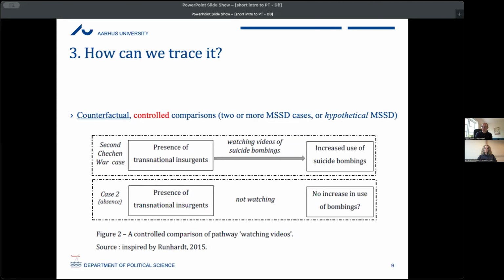We would then want to look at the difference with another case where we have these transnational insurgents, but the teaching process doesn't take place. If we can ascertain that in the one case we see this process and get the increased use, and in the other case no process is triggered and we don't have the outcome, and everything else is equal, then you could make the inference, this is basically a natural experiment, that the mechanism produced the difference in the outcome.